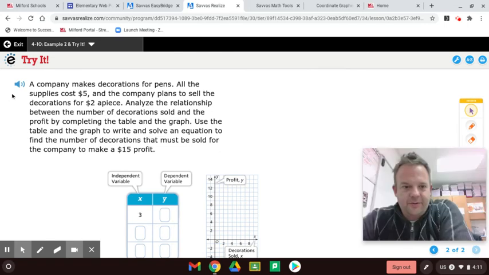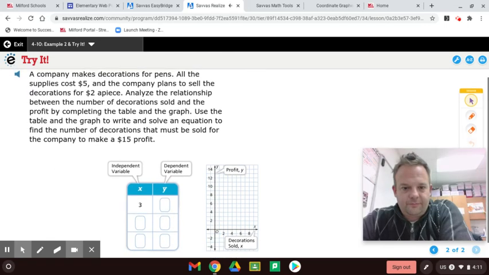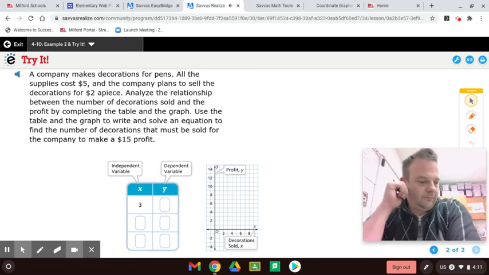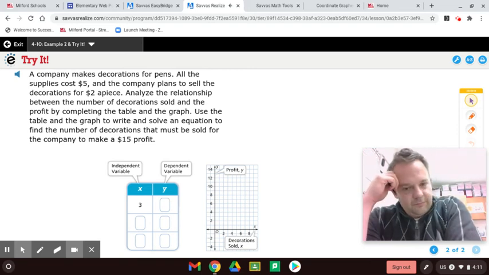Let's do this one. A company makes decorations for pens. All the supplies cost $5, and the company plans to sell the decorations for $2 a piece. Analyze the relationship between the number of decorations sold and the profit by completing the table and the graph. Use the table and the graph to write and solve an equation to find the number of decorations that must be sold for the company to make a $15 profit.